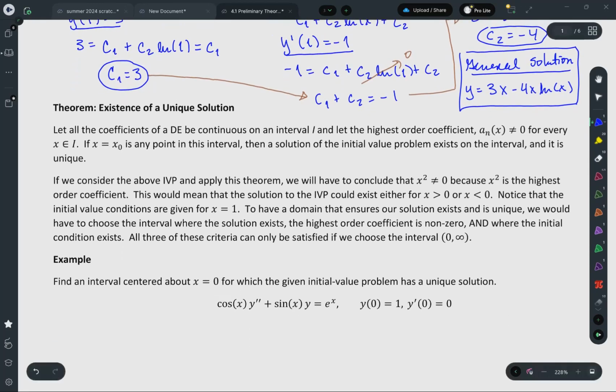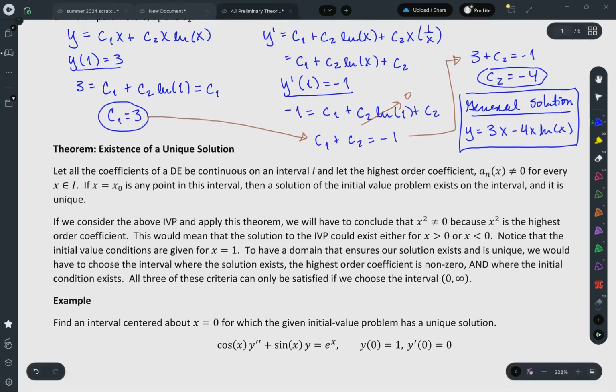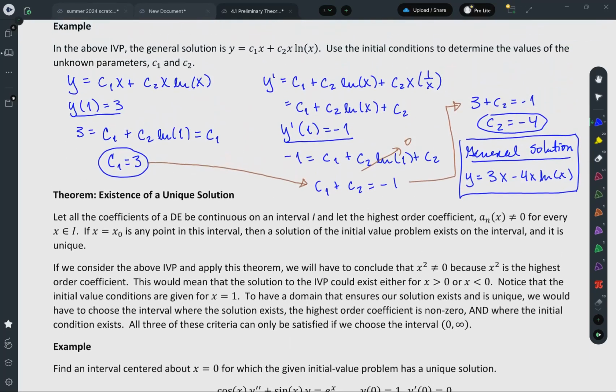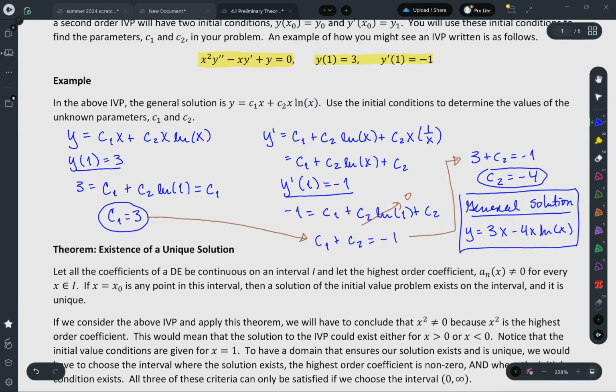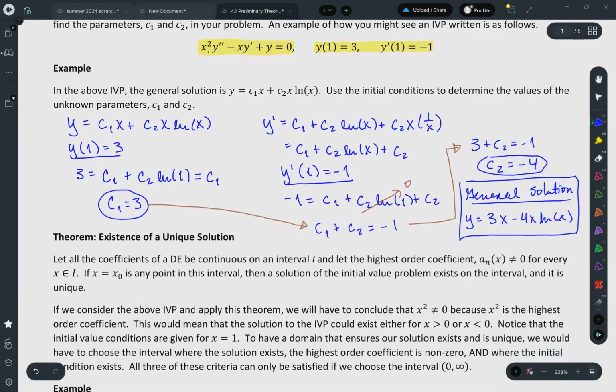So if we were to consider the above IVP and apply this theorem, if we look at what that IVP was, there was an x squared in front of the y double prime, right? So that's the highest order coefficient, x squared, and x squared cannot be equal to 0, right? That's part of the conditions. And so this would mean that the solution to the IVP can either exist for x values that are greater than 0 or x values that are less than 0.